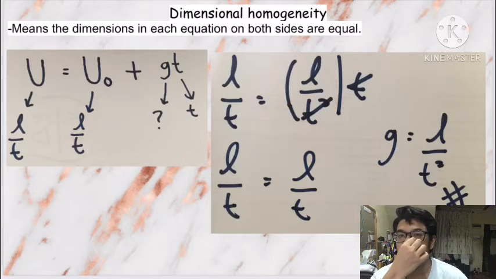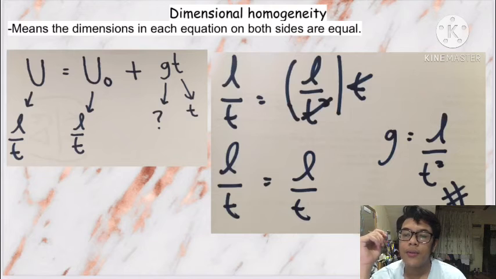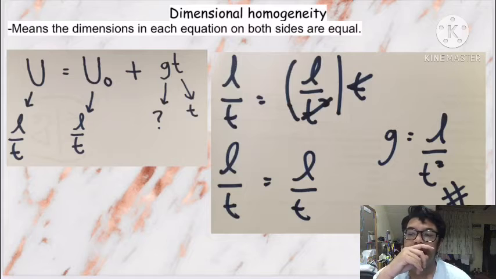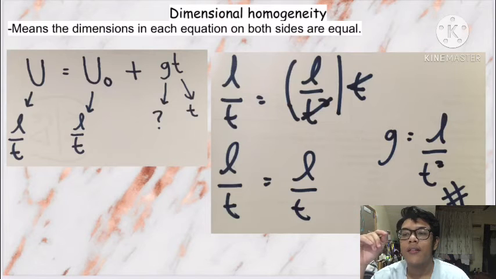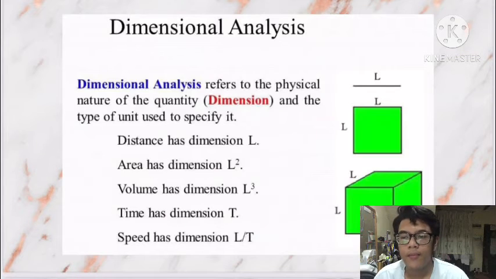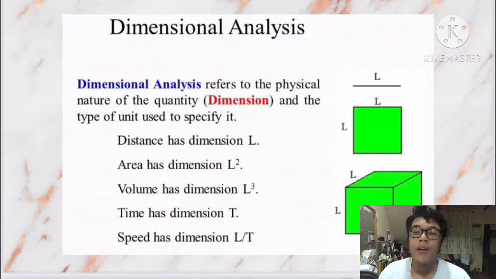Since homogeneity means equal, regarding g t, it is one combination equation. From that we get L over T squared, because the other T we can cancel with the T from time. So therefore, in order to have the same equation as the left hand side, we get g is equal to L over T squared. So next is about dimensional analysis.